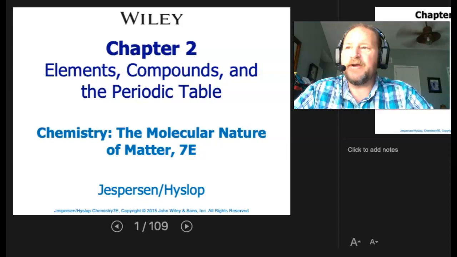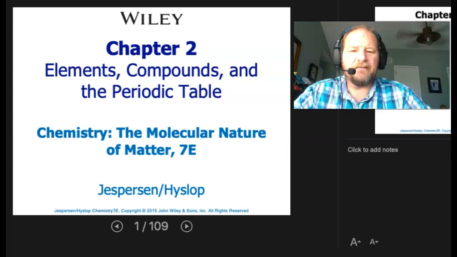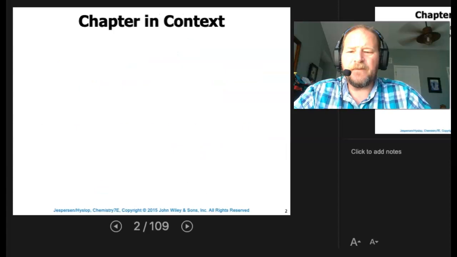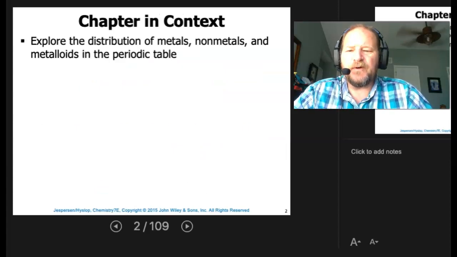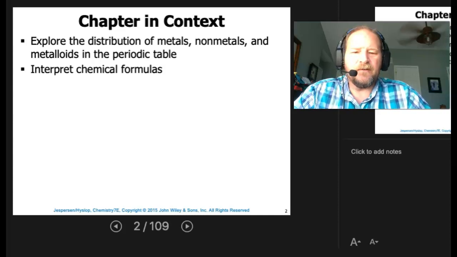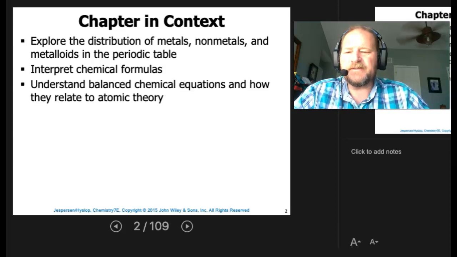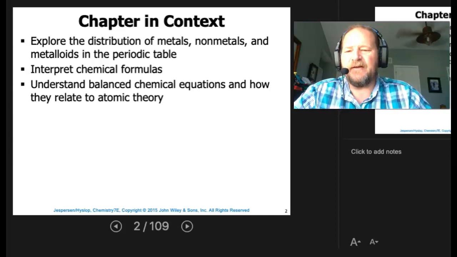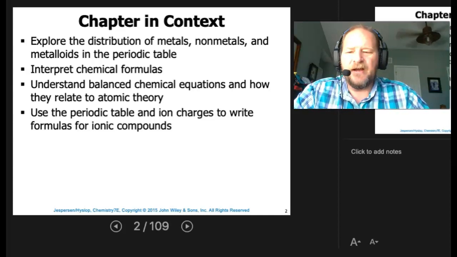All right, so here we are with Chapter 2, Elements, Compounds, and the Periodic Table. And so we're going to explore the distribution of metals, nonmetals, and metalloids in the periodic table. We'll look at interpreting chemical formulas. We'll start to understand how to balance chemical equations and how they relate to atomic theory. And more importantly, we'll be using the periodic table.